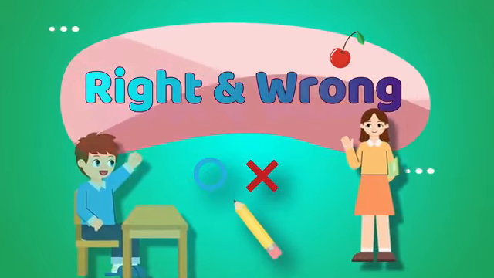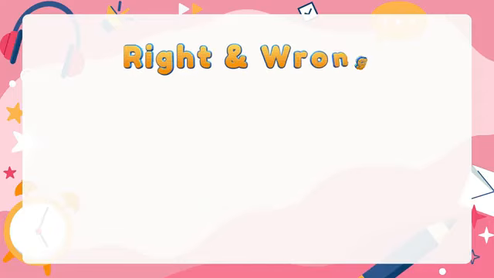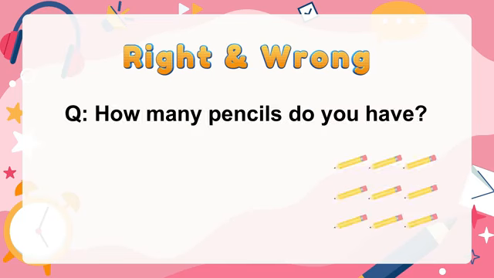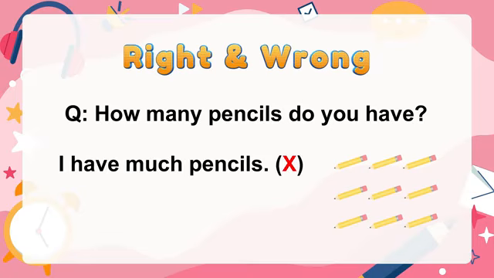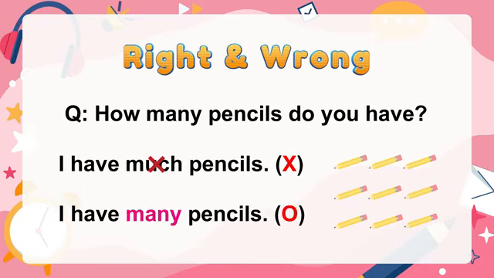Right and wrong. Now it's time for the right and wrong section. A says, how many pencils do you have? B, I have much pencils. This is wrong. Pencils is countable. You use many with countable. The correct answer is, I have many pencils.